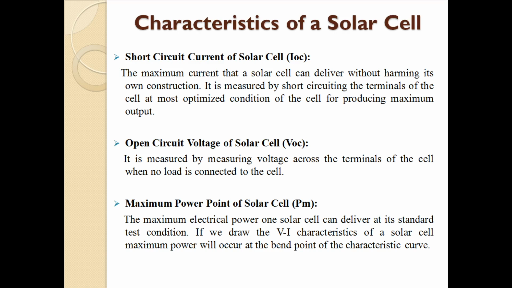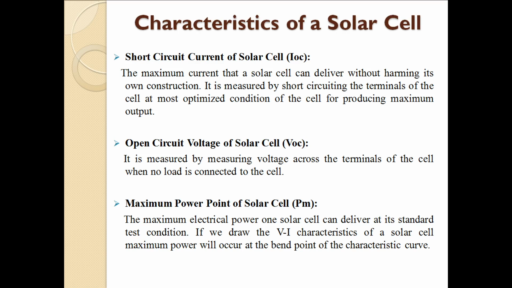There are several parameters on which we select the solar cell. First is the short circuit current of the solar cell, also denoted by Isc. It is the maximum current that a solar cell can deliver without harming its own construction, measured by short circuiting the terminals of the cell at the most optimized condition for producing maximum output. Basically, the short circuit current is the maximum current produced by a solar cell when we short the two terminals of the bus bars. That maximum cell-wise current is the short circuit current for the particular solar cell.